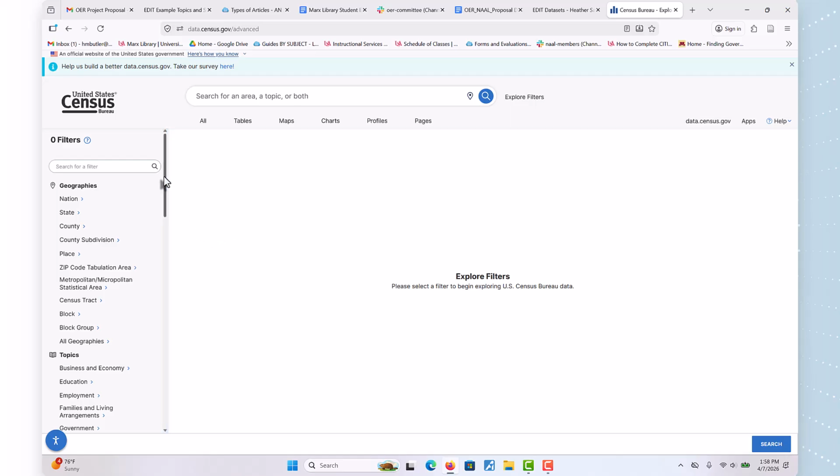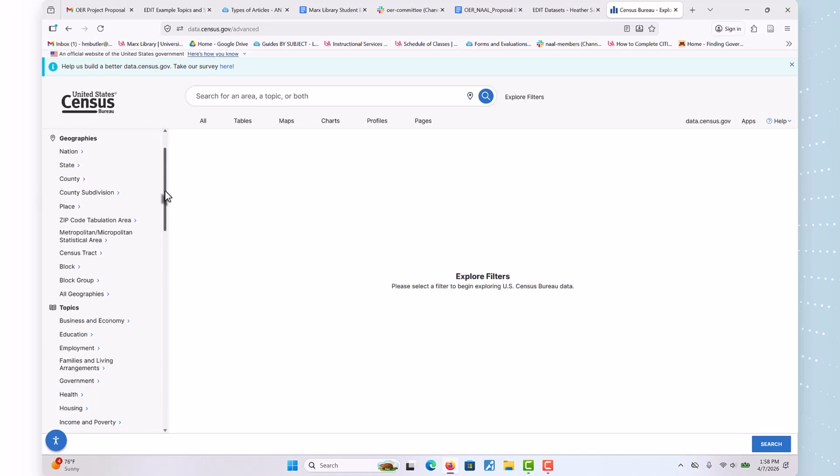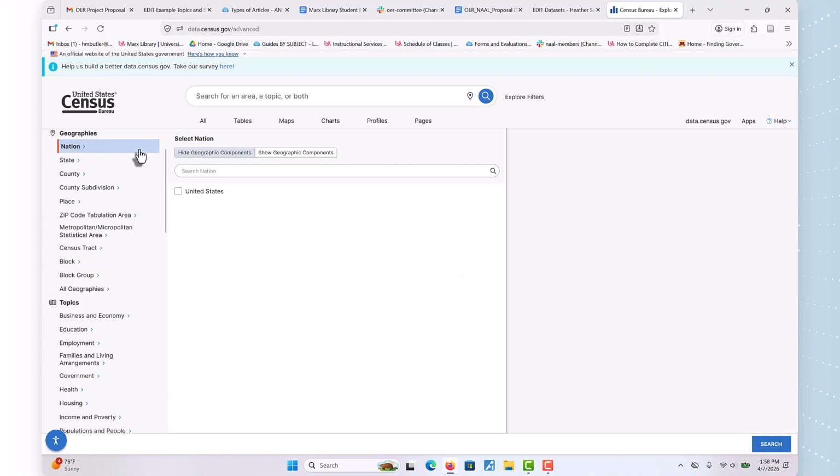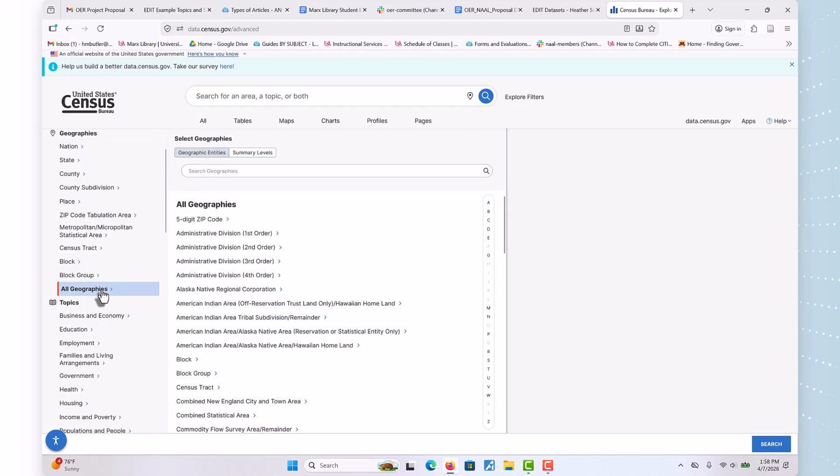So on the side we have filter options. We can filter by the geography, which is just which level of granularity do we want to look at people. So we can decide to look at the whole entire United States. We can also look at state, county, and we have this general option of all geographies. One of the nice things about all geographies is that's where we can look for specific congressional districts.